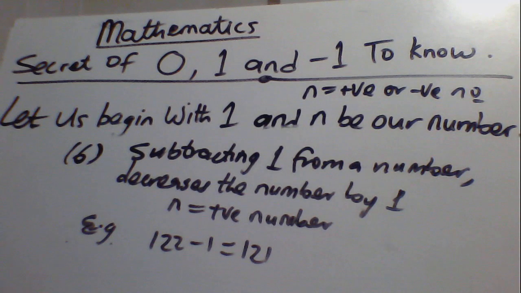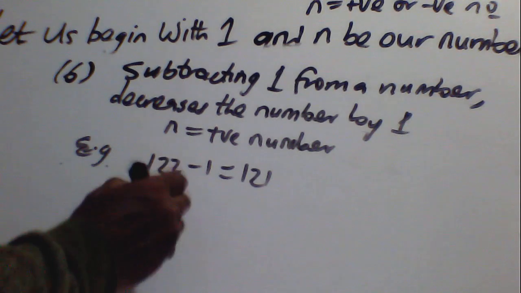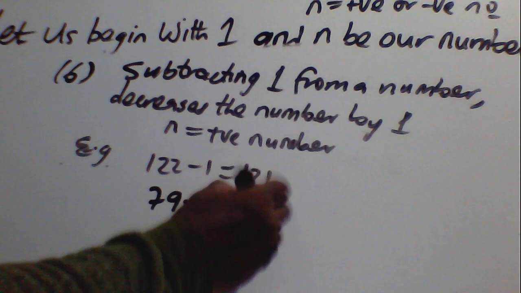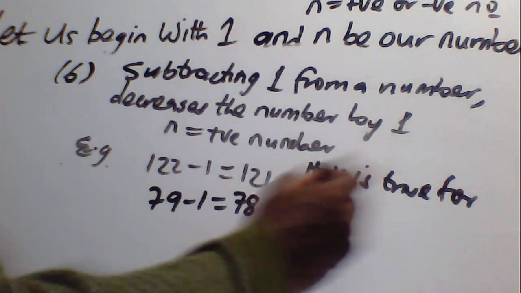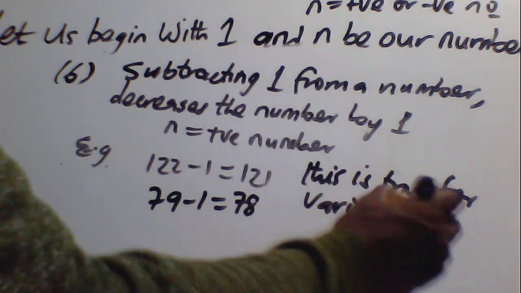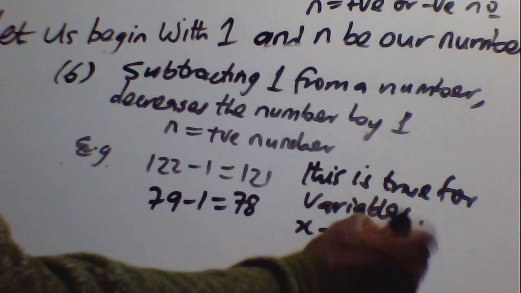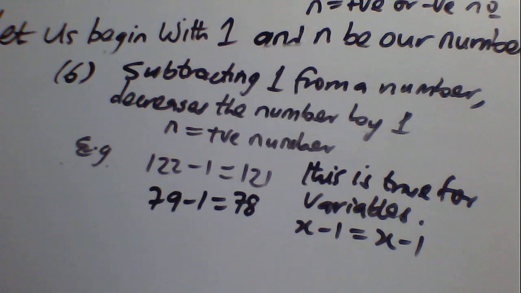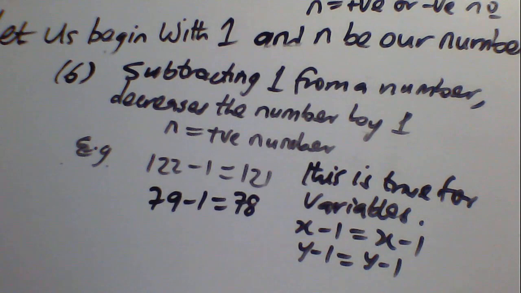So subtracting 1 from a number will do what? It decreases the number by 1. The second example is 79 minus 1, which gives us 78. This is true for variables. So it is also true for variables. s minus 1 is equal to s minus 1. So y minus 1 is equal to y minus 1. Do you understand it?